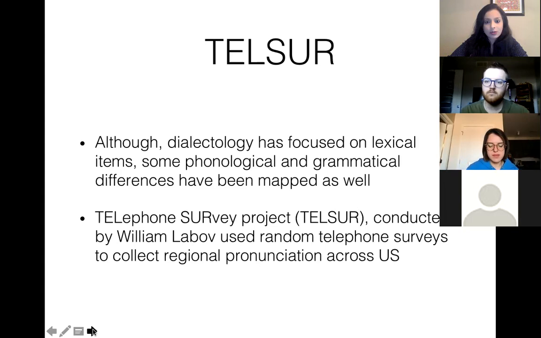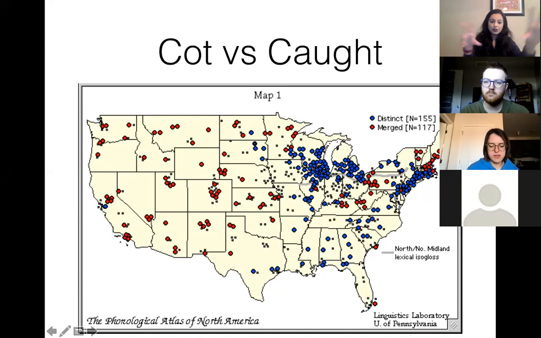So this is one of the results of that kind of methodology, where you call people on the phone. This is the distinction between caught and caught. As you can see, I do not have that distinction, neither do most of you. So this is a map. Again, the red dot is when caught and caught have the same vowel, it's merged. And the blue dot is when you have it distinctly.